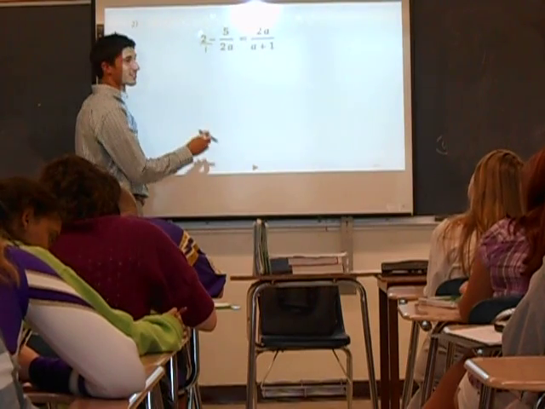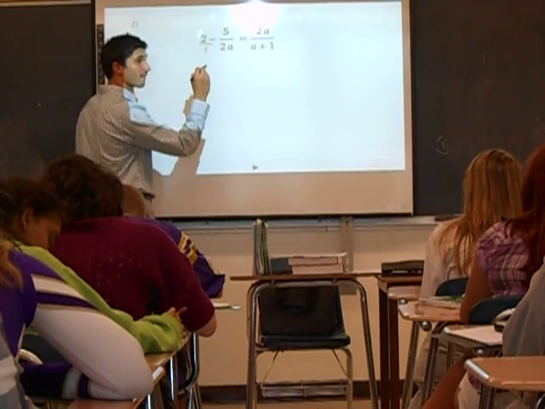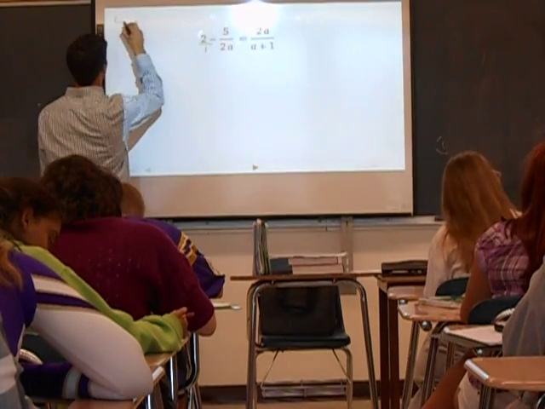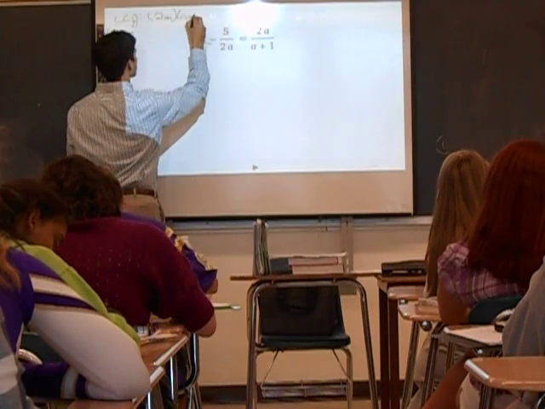So what would we do first? Find a common denominator. And what would that be? 2a times a plus 1.